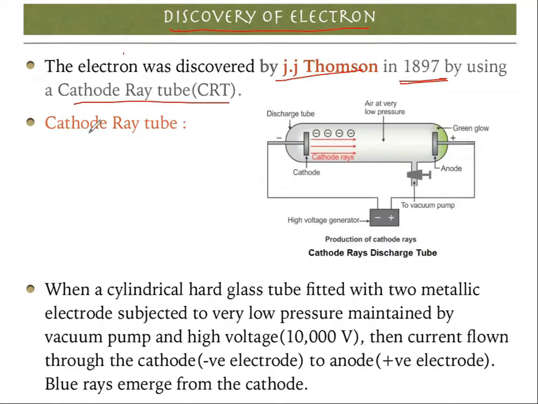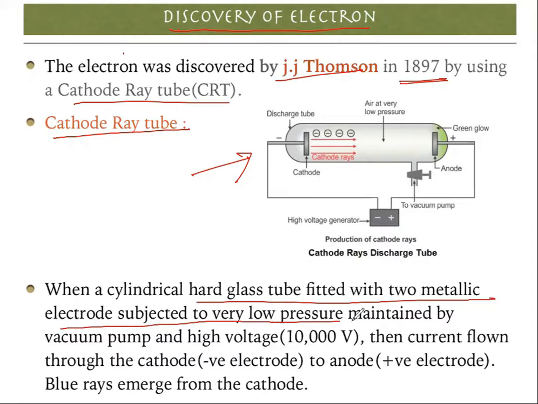Now we will understand the setup of the cathode ray tube and how it works. You can see this picture here. This is a cathode ray tube. It is called cathode ray because from the cathode the rays are emerging. That's why this tube is known as cathode ray tube. Coming to the fundamental setup, a cylindrical hard glass tube is fitted with two metallic electrodes, subjected to very low pressure.